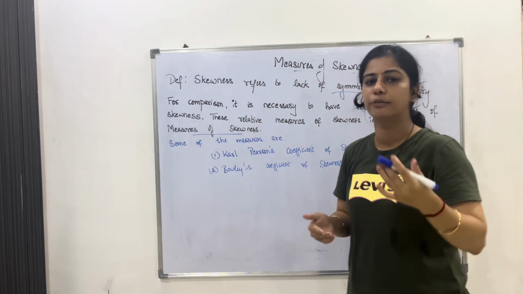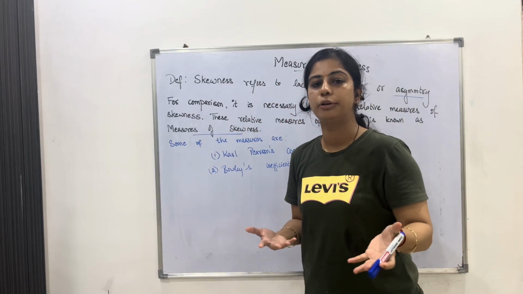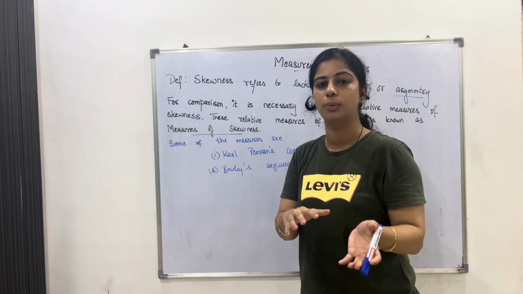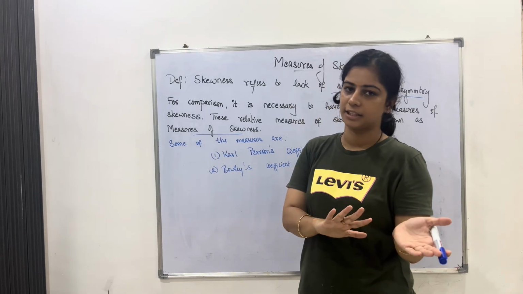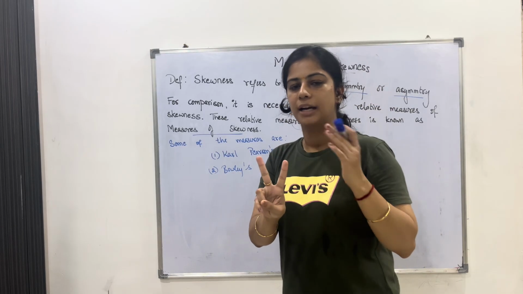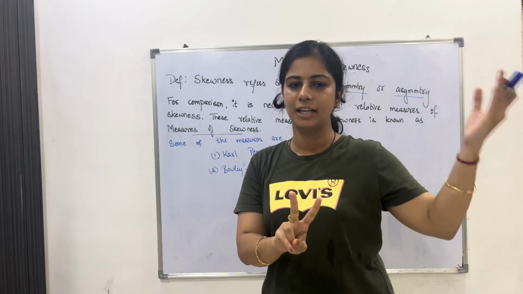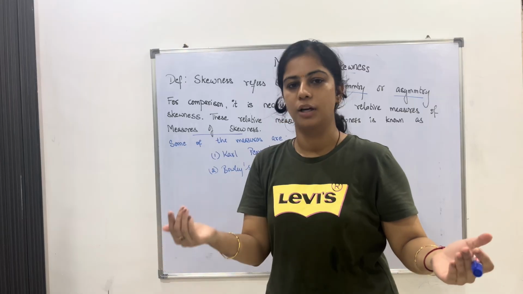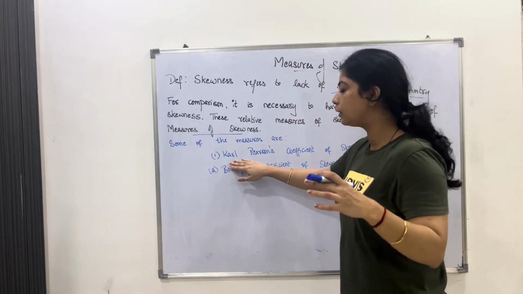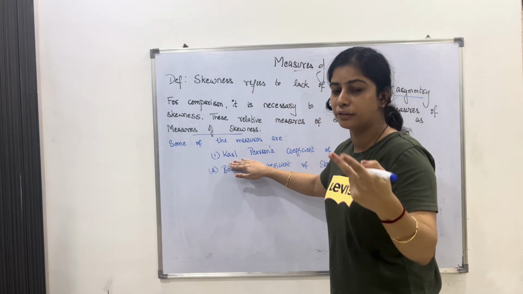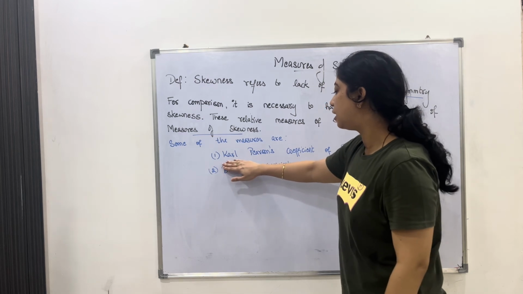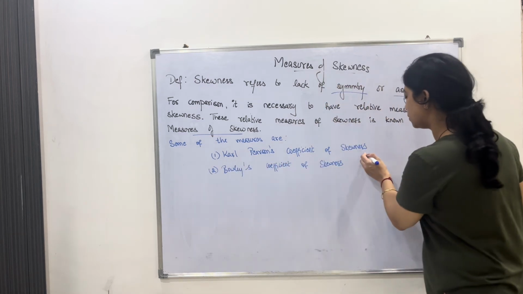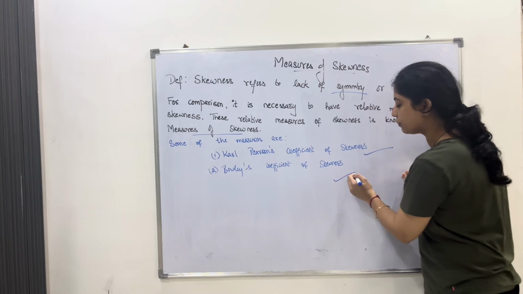So let us see what are the different formulas using which we will be able to find out whether the data given to us is positively skewed or negatively skewed. There can be two cases. If the value is positive, it will be called positively skewed. If the value is negative, it will be called negatively skewed. So in order to get that positive or negative, these are the different formulas to calculate: Karl Pearson's coefficient of skewness, and second is Bowley's coefficient of skewness.